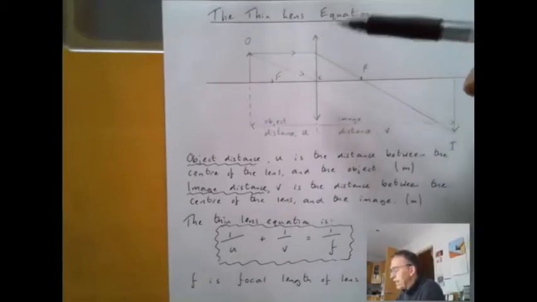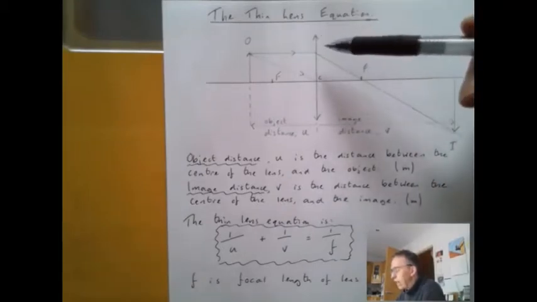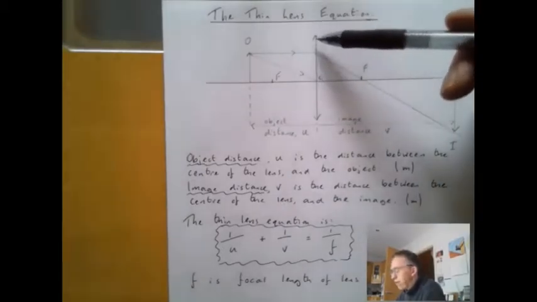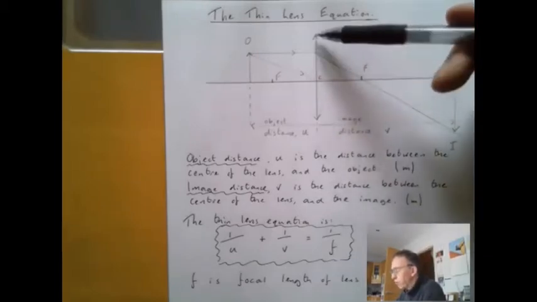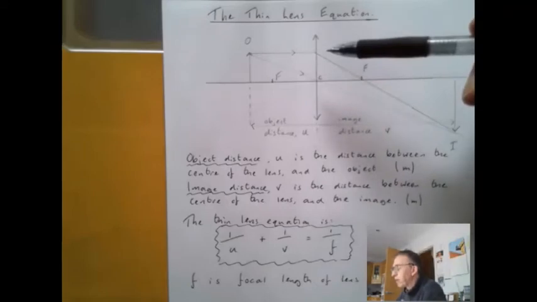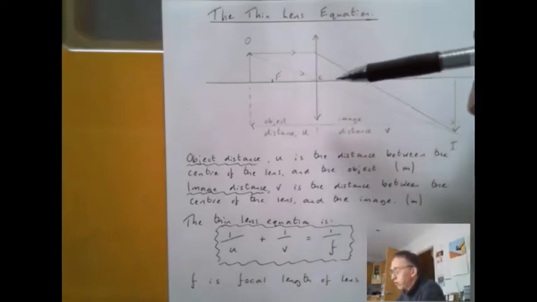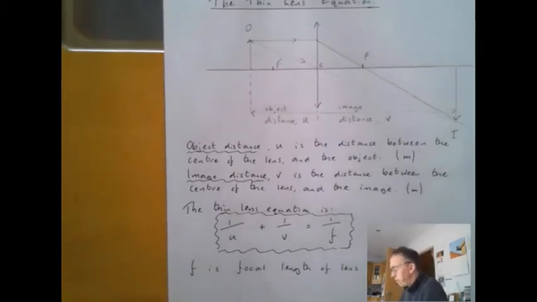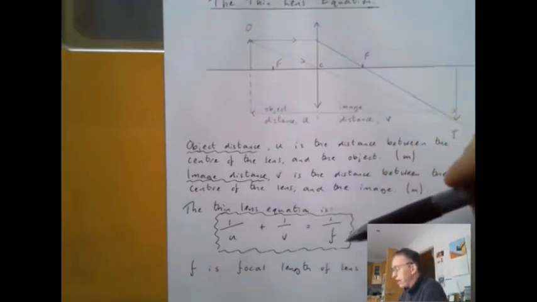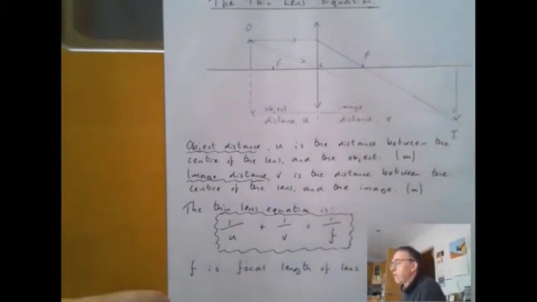It's enough to say that if a lens is small and thin, by which we mean that its thickness is small compared to its diameter, then we can show, using fairly straightforward geometry, that this equation will hold for the object and the image that it produces. What we're interested in here is the application of it, actually using it, and we don't derive it in this course.